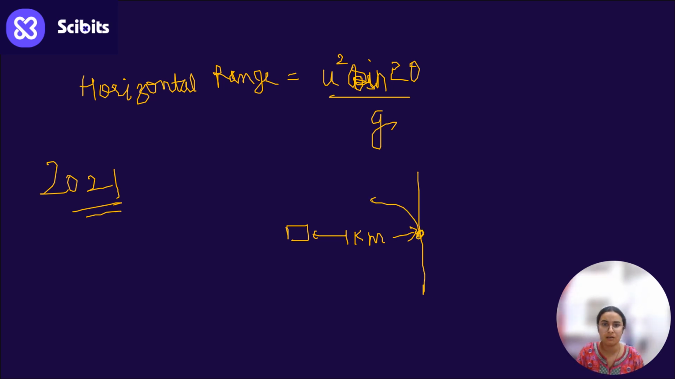So from there they can fire a projectile with initial velocity 120 meters per second, right? What is the angle above the horizontal at which the gun must be fired to hit the ship? So we just have to find the angle, that is theta, right? We know the horizontal range already, that is 1 kilometer. So now I will use this formula only. We have to calculate theta, the angle by which the fire should be done.